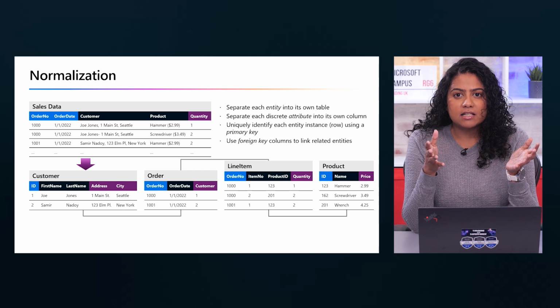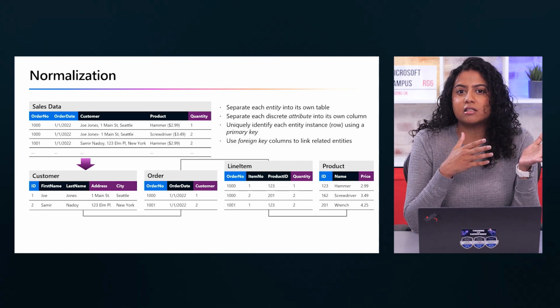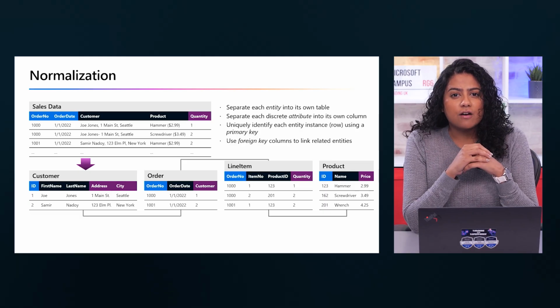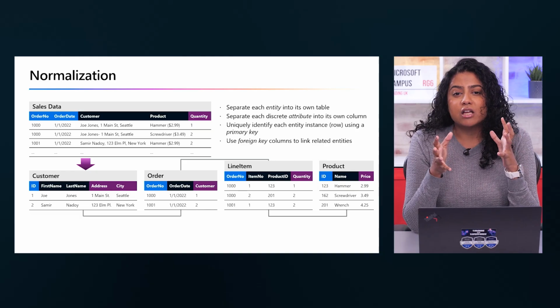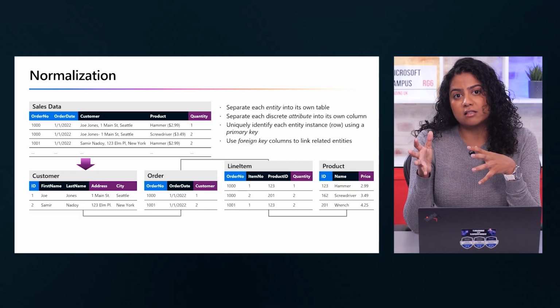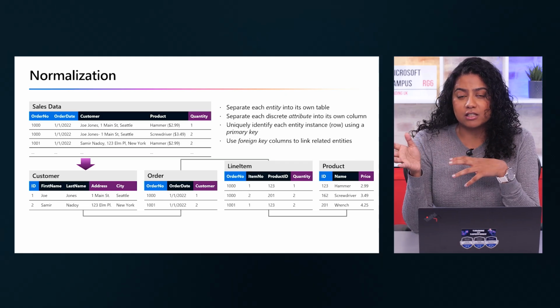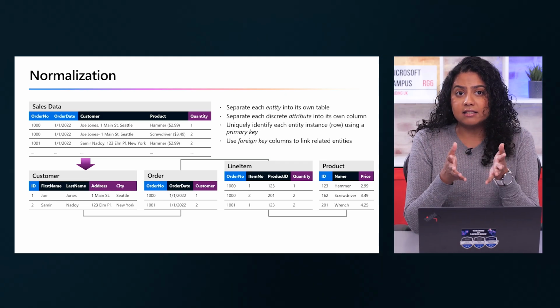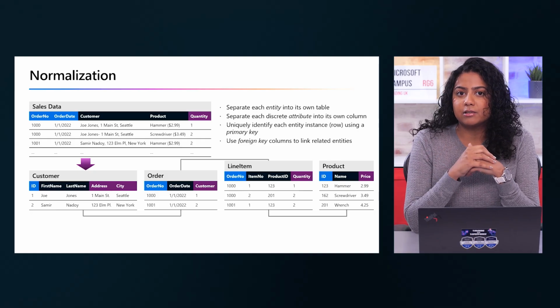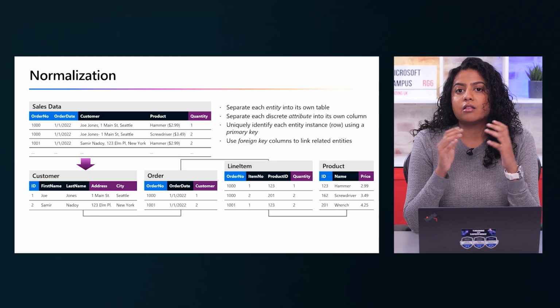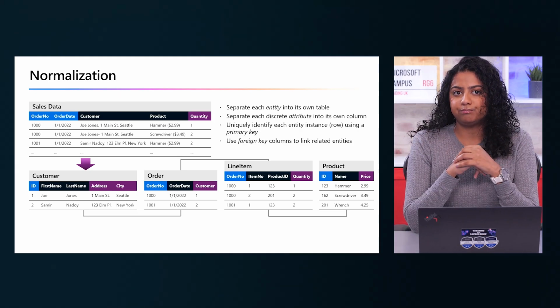When we normalize data, we transform that chaotic spreadsheet into a well-organized system. Instead of stuffing everything into one table, we break the data down into smaller, more focused tables. For instance, we'd have a separate table for customers, products, and sales orders and line items. Each table would store just the relevant details, like the customer's name, the product's price, and so on.